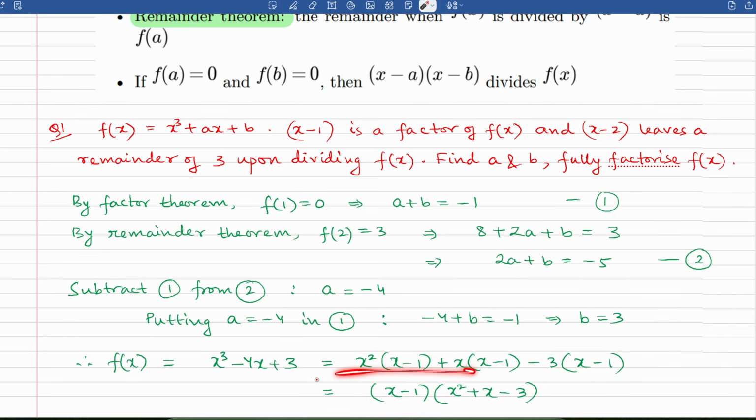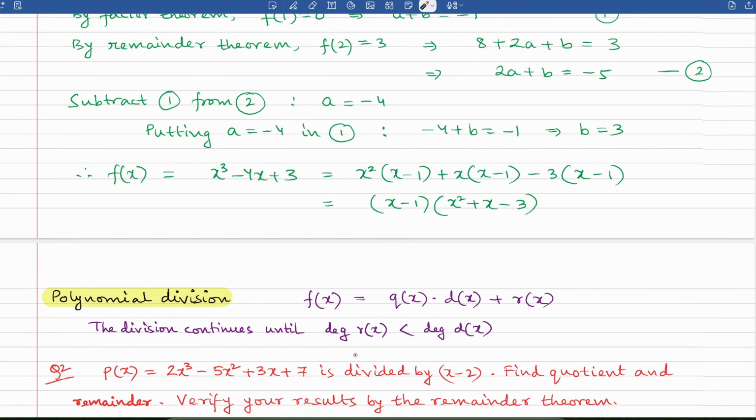From the first step to the factorization, you can also use synthetic division or normal division as you prefer, but just make sure that you are completing the sum within 90 seconds. We move on to polynomial division next.